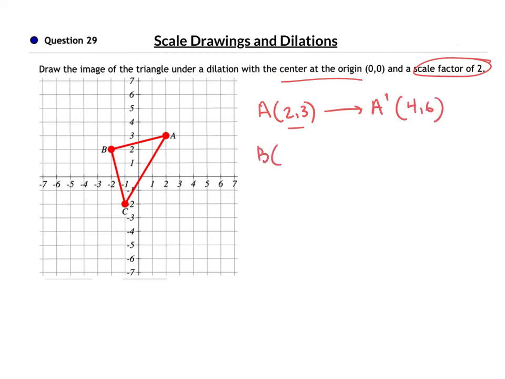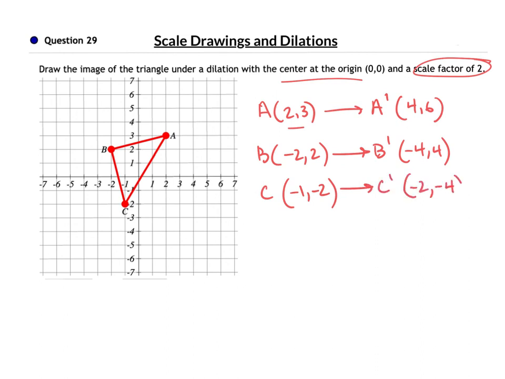B, which is the point (-2, 2). Scale factor is 2. Multiply it by 2, and you get (-4, 4). And C, the point is (-1, -2). Scale factor is 2. That becomes C prime, which is (-2, -4). Plot those 3 points. Connect them, and you finish the dilation.